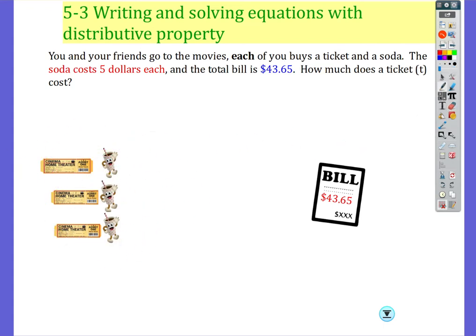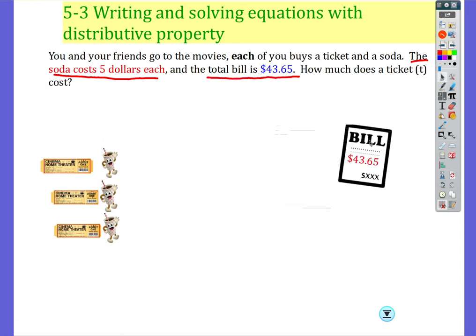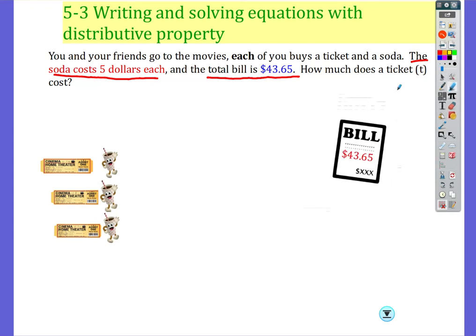So we don't know the cost of the ticket. We're just going to label that T, cost of ticket. But we do know the cost of the sodas. The sodas cost $5 each. So this is 5, this is 5, this is 5. And we also know one other bit of information. We know the total bill is $43.65, and I made that draggable here. So we're going to leverage all this and try to figure out how much one ticket costs. And we're going to try to do this with the distributive property.